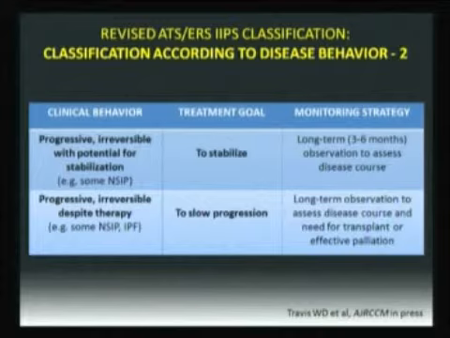Then the two other categories is progressive, irreversible, with potential for stabilization. These are the so-called fibrotic NSIP. You want to stabilize this patient with long-term observation, and you get into the category of IPF, but also some NSIP. They will progress, irreversible despite therapy. Your aim here is to slow progression, not to reverse the disease, not to stabilize the disease. You want to slow the progression. That's a realistic treatment goal. And you do long-term observation to assess disease course and the need for transplant or effective palliation.